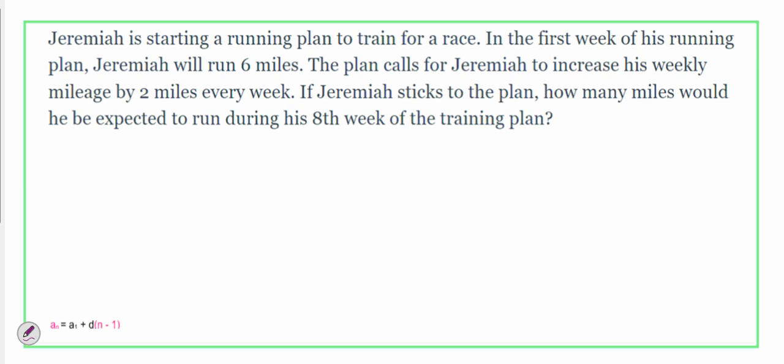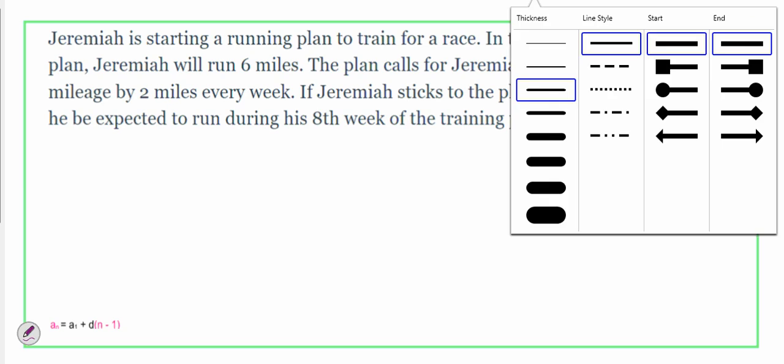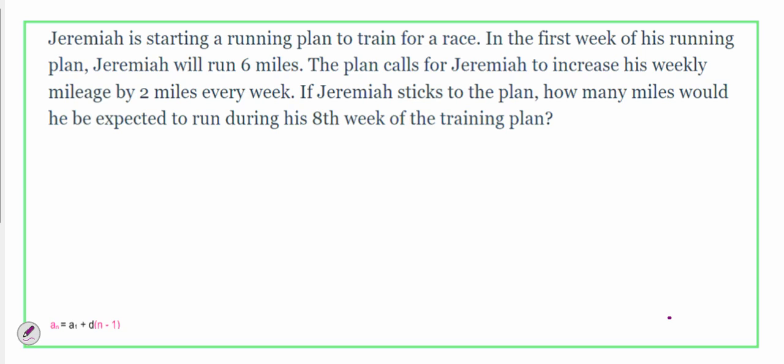Jeremiah is starting to plan. He's going to be training for a race. So he needs a plan, I guess. In the first week of his running plan, Jeremiah will run 6 miles. See that first? That's giving us our first term in our sequence, okay? The plan calls for Jeremiah to increase his weekly mileage by 2 miles every week. So if he runs 6 miles first week, how many is he going to run the second week? That's right, 6 plus 2 is 8. How many the third week? Right, he's just going to be going up by 2s. We love this. Meaning it keeps going.